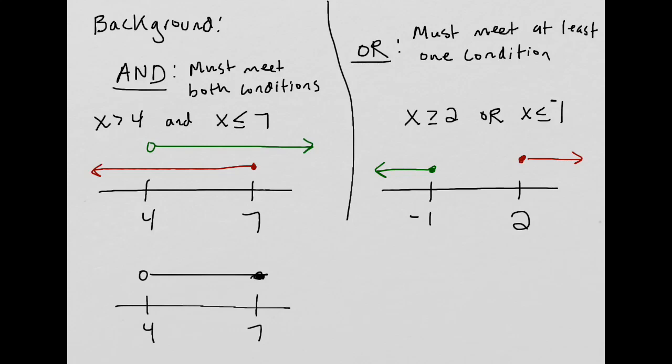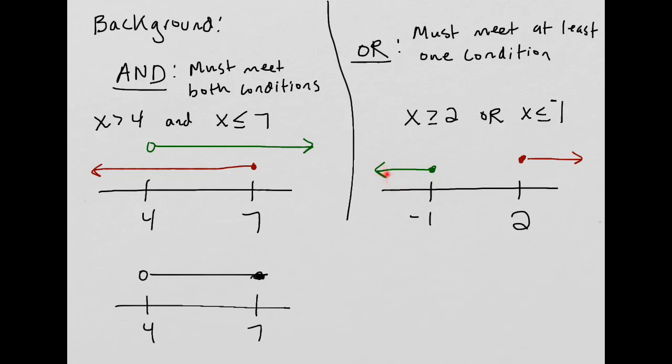numbers to the left. Okay, now my interpretation is different than it was in the and case because I want any number that meets at least one of my conditions. So again, my number line's been split into 3 sections. If I look at this section to the left of -1, notice those numbers are all part of this green set.